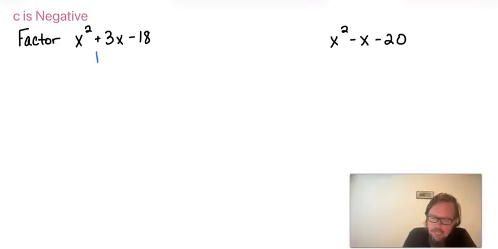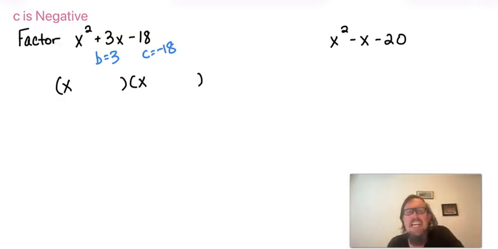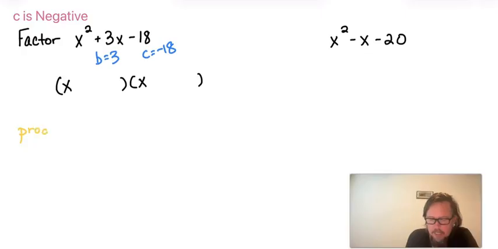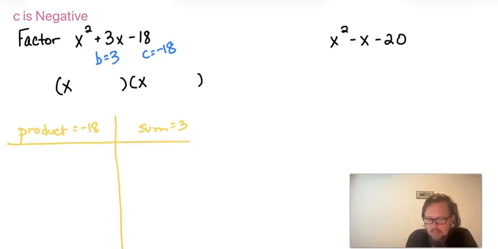In this problem, the b is 3 and the c is negative 18. We can go to b and c and straight to the parentheses because there's no greatest common factor. We start with x because the problem has x squared. And now we're looking for numbers that have a product of negative 18 and a sum of 3. And as I said, a product of negative 18 means one positive and one negative.